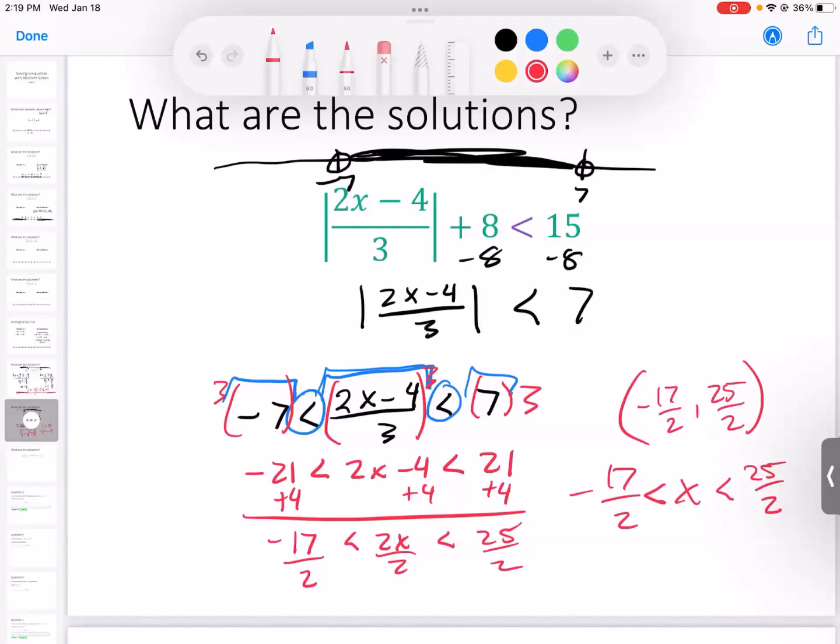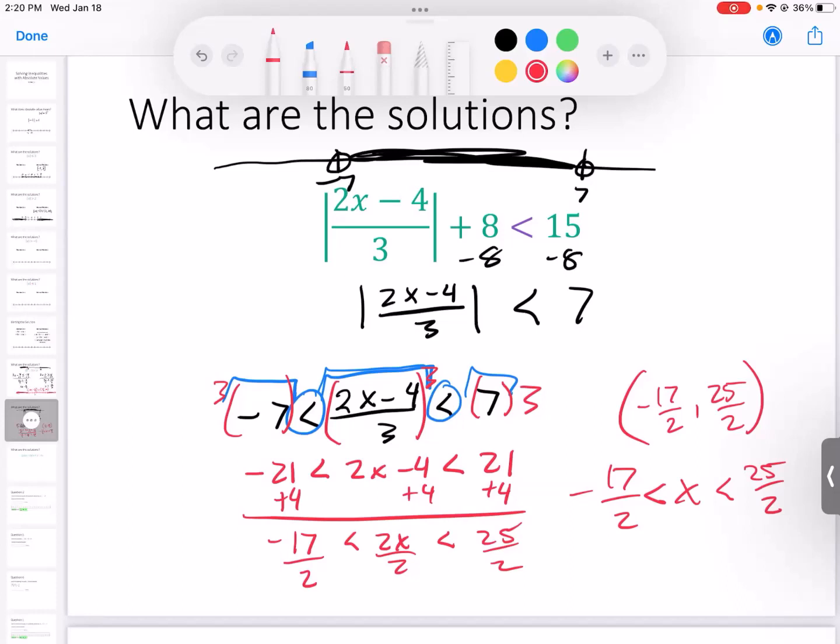That's kind of the value of setting up a number line for this. You're ignoring the 2x minus 4 over 3 while you're setting this up. You're just saying this absolute value stuff is less than 7. You draw a number line for that, and that will help you set up this inequality for what the stuff inside the absolute value needs to be.